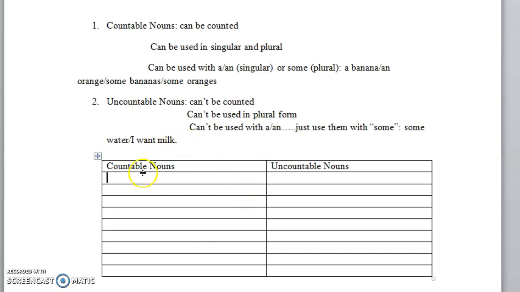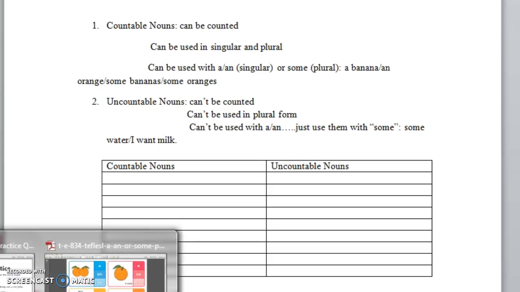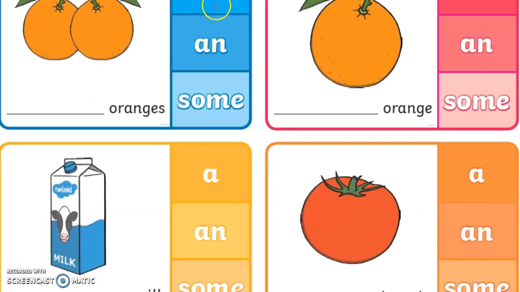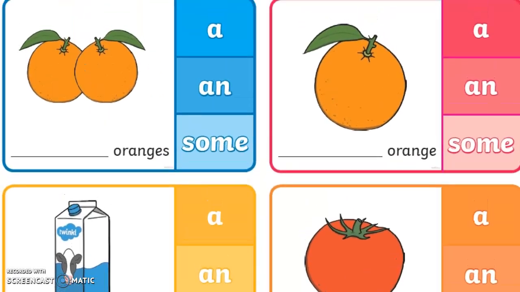So again, I want you to draw this table on your copybooks. And so you pause the video for 1 minute or 2 minutes or as much as you want in order to draw this table, and then you continue with the video. Now we'll see some nouns. Okay, here we have nouns.